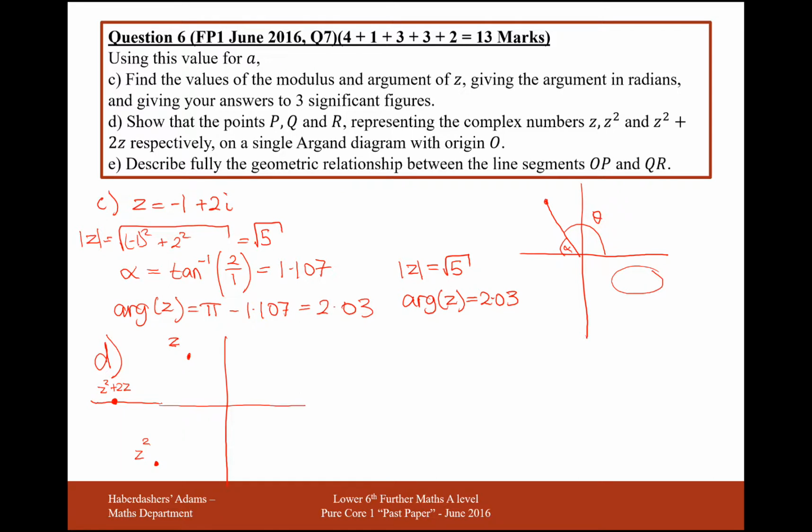Okay, so describe fully the geometric relationship between the line segment OP. So P corresponds to the z, so this is plot point P, so I want to correspond this line to the line segment QR. Q is the z squared one, and R is this one up here.